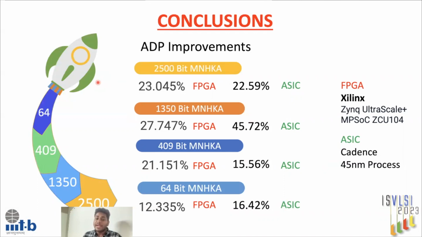For 409 bit MNHKA, it showcases a best case ADP improvement of 21% for FPGA and 15% for ASIC. Similarly, for 64-bit, it showcases a best case ADP improvement of 12% for FPGA and 16% for ASIC. Just to remind, we have used the Xilinx ZCU104 FPGA, and for ASIC, we have used the 45 nanometer Cadence process node.